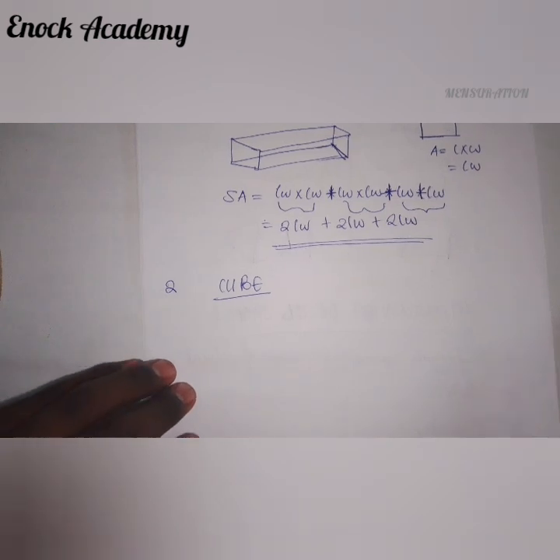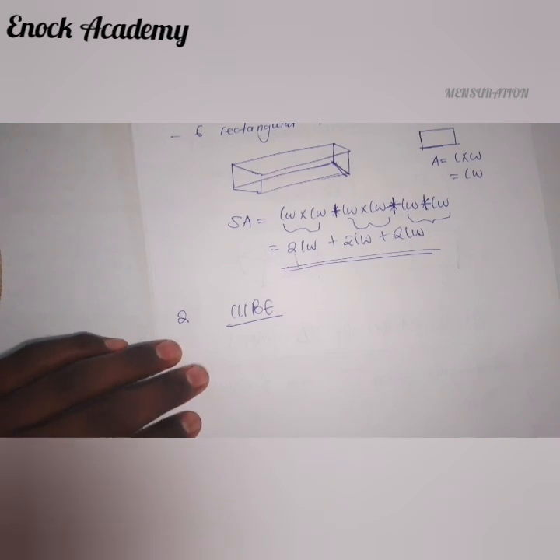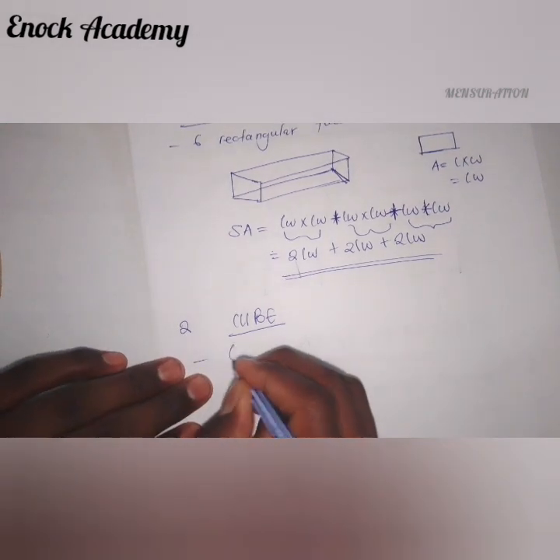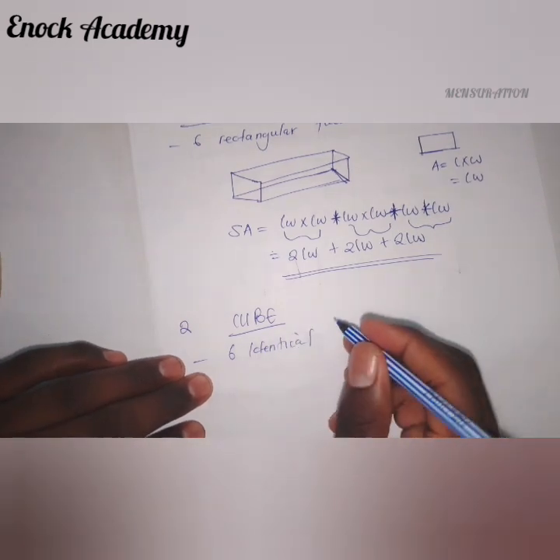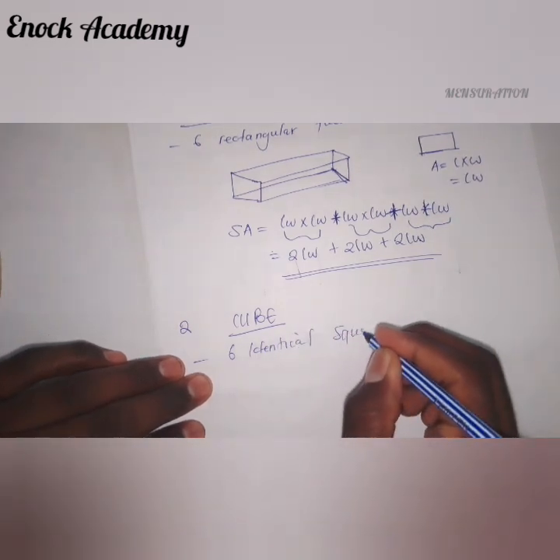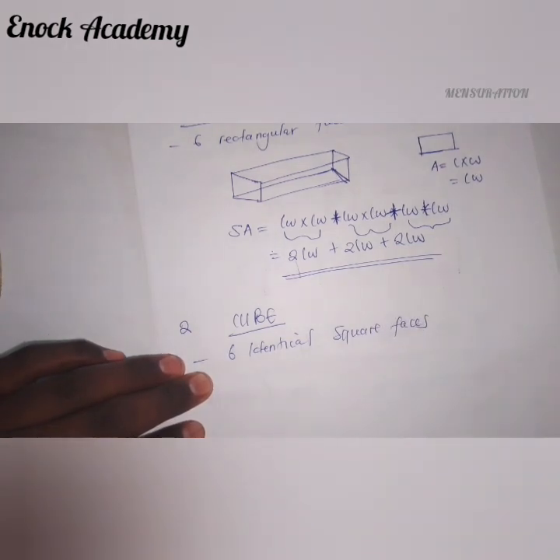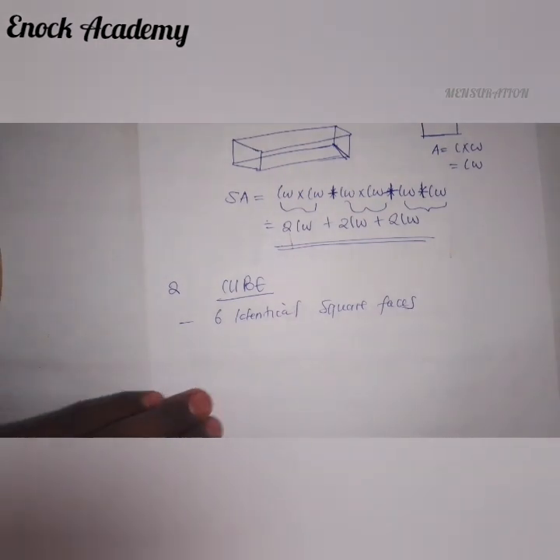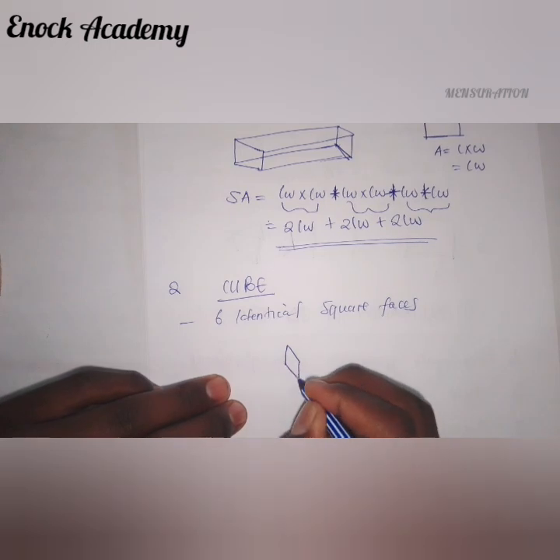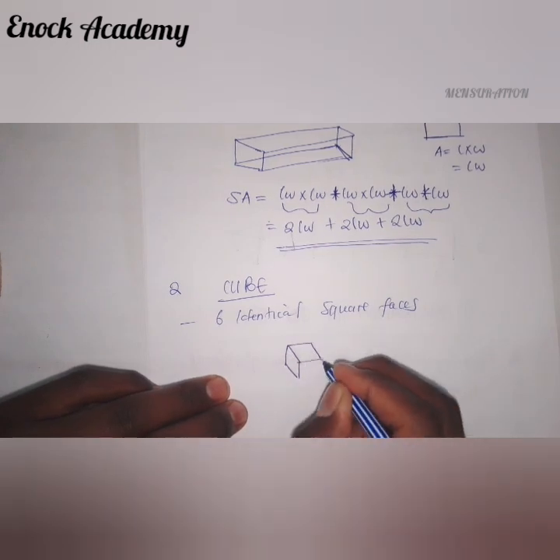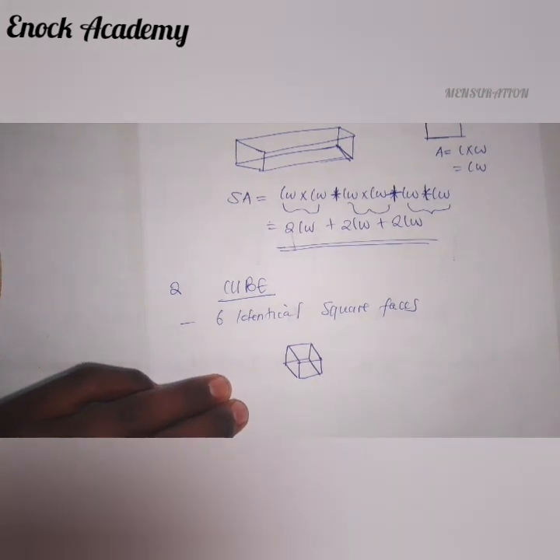The cube has 6 identical square faces. How does it look? So it looks like this. So this is how the cube looks like.